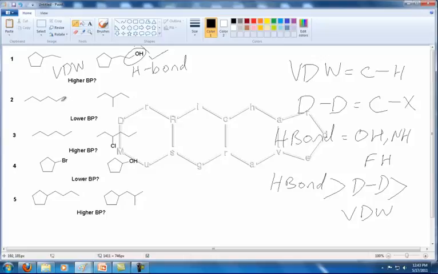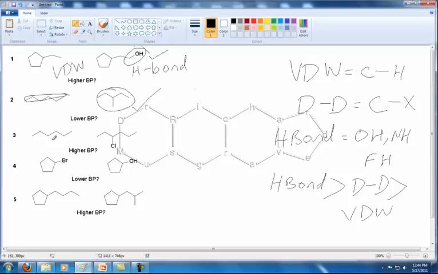The straight chain is more cigar shaped, or like this, whereas this one is more spherically shaped when we talk about surface contact. So there's going to be less surface contact here. Less surface contact means lower intermolecular force. That means that one's going to have a lower boiling point.